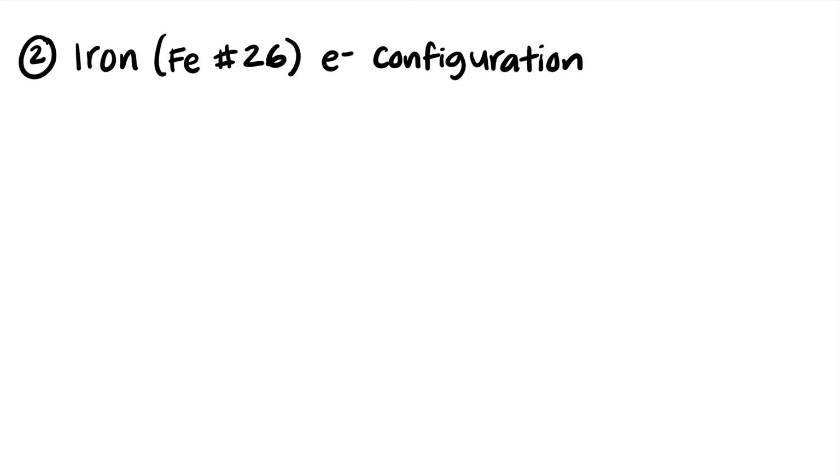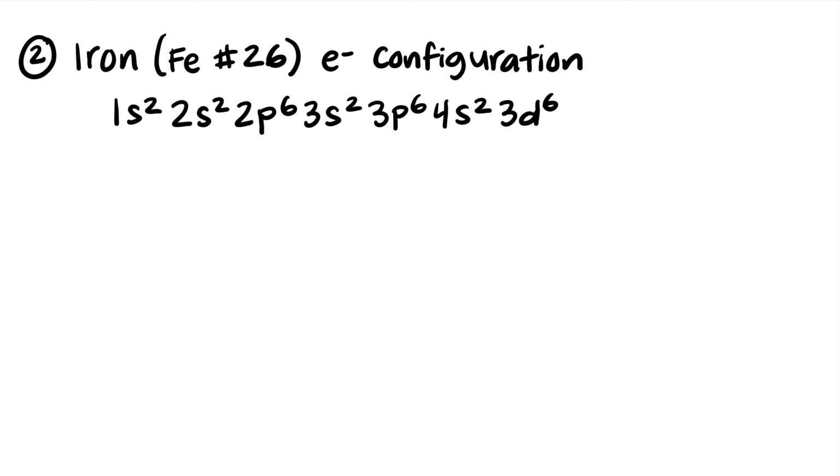Let's try some more practice going from an electron configuration to an orbital diagram. Let's take iron, for example. We'll write out its electron configuration. From this electron configuration, we're going to draw the orbital diagram. We'll go one sublevel at a time.